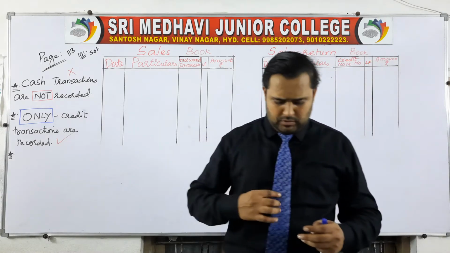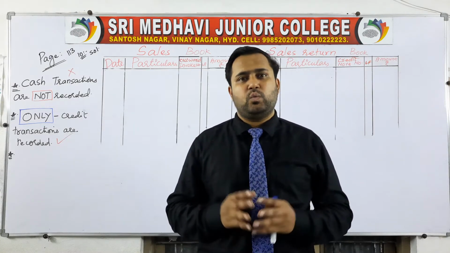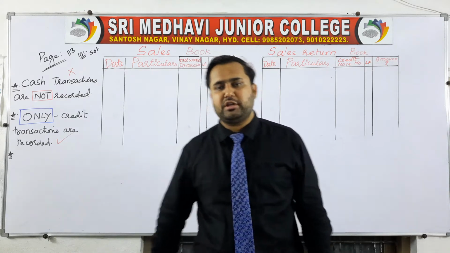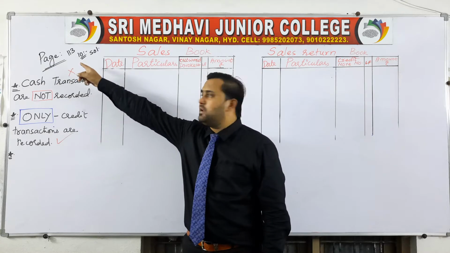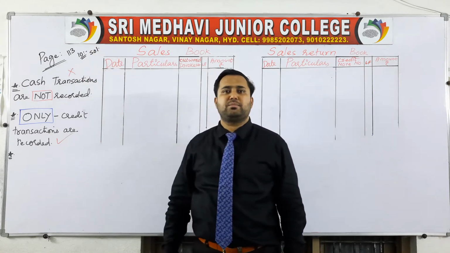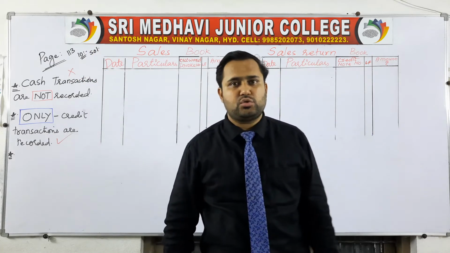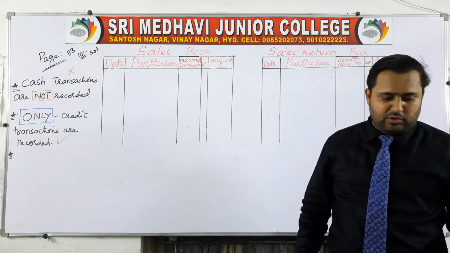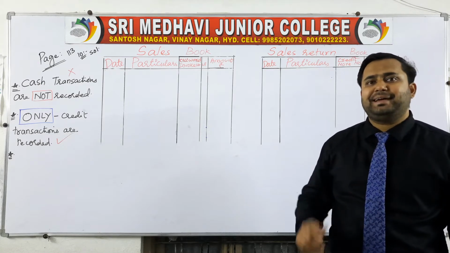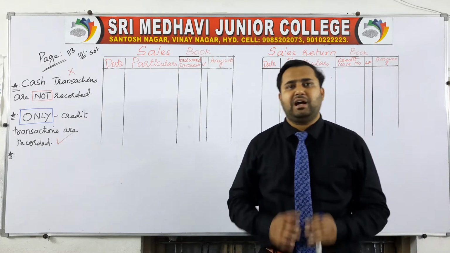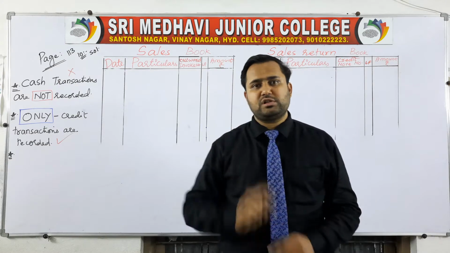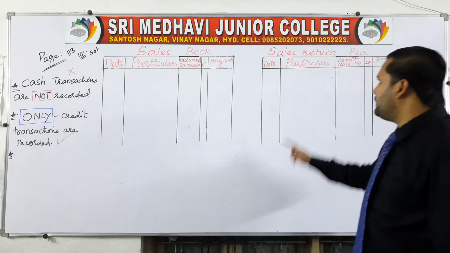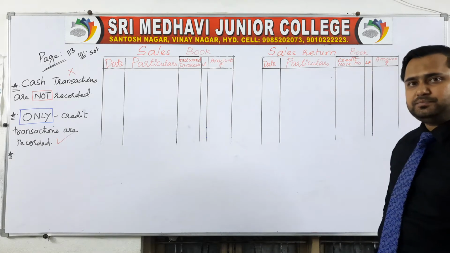Hello everyone. Today we are going to discuss one of the problems related to subsidiary books. You will find this question on page number 113, question number 10. In this question, it has given: record the following transactions in sales book and sales return book. So we have to prepare two books. One is sales book, second one is sales return book.